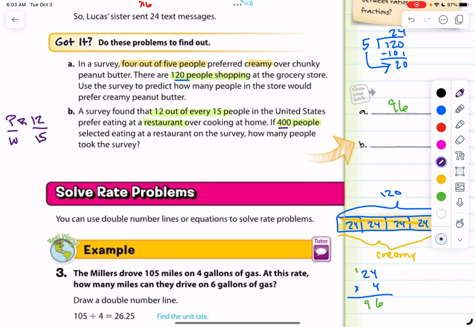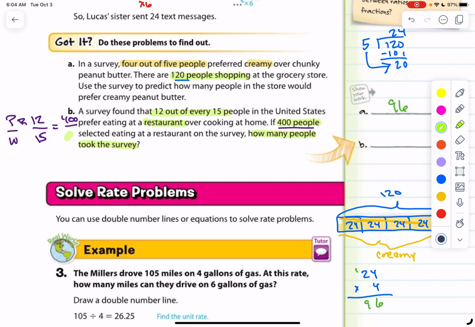So what is this? Is 400 the whole or the part? If 400 people selected eating at a restaurant on a survey, it's a part. So 400 prefer that. How many people took the survey? So we need to know how many people took the survey. We know that 400 prefer eating at a restaurant on this particular one, and that should represent 12 out of 15. But look at this.